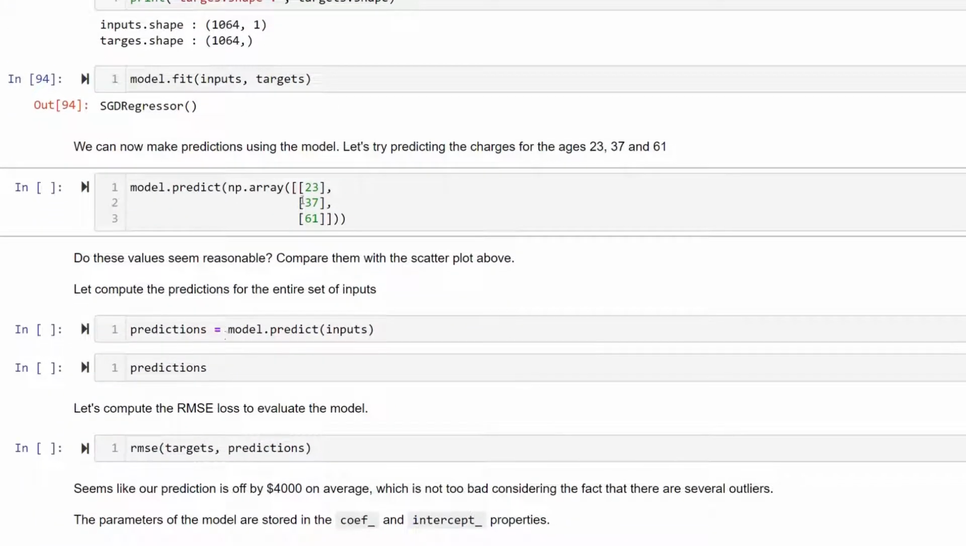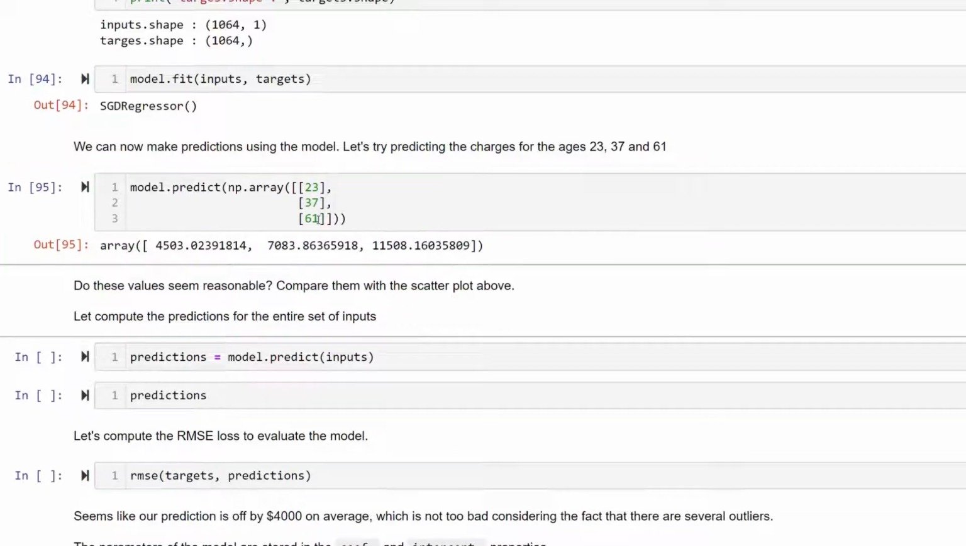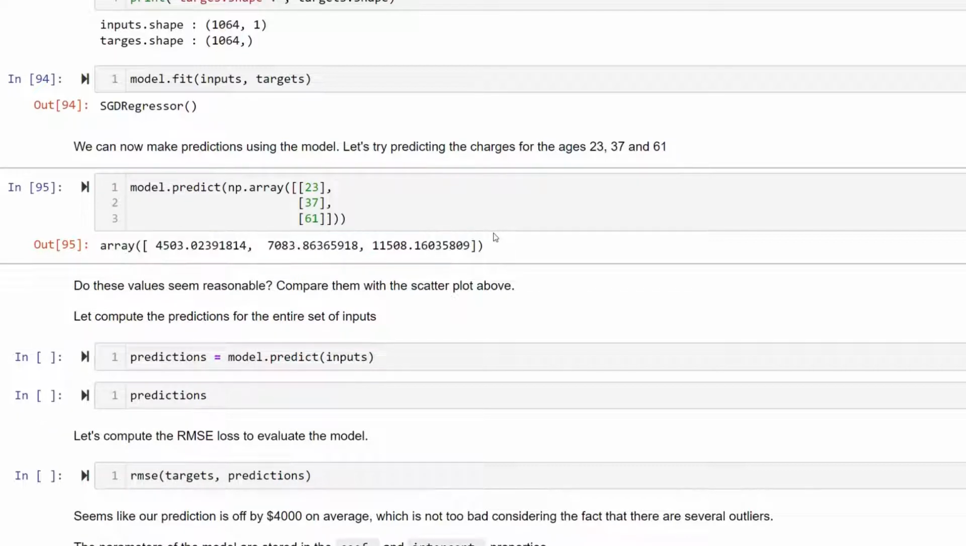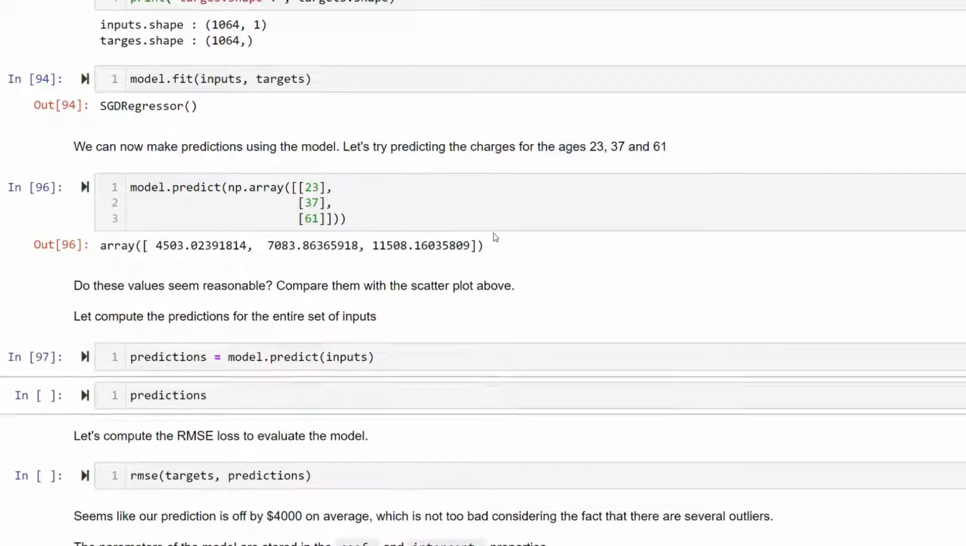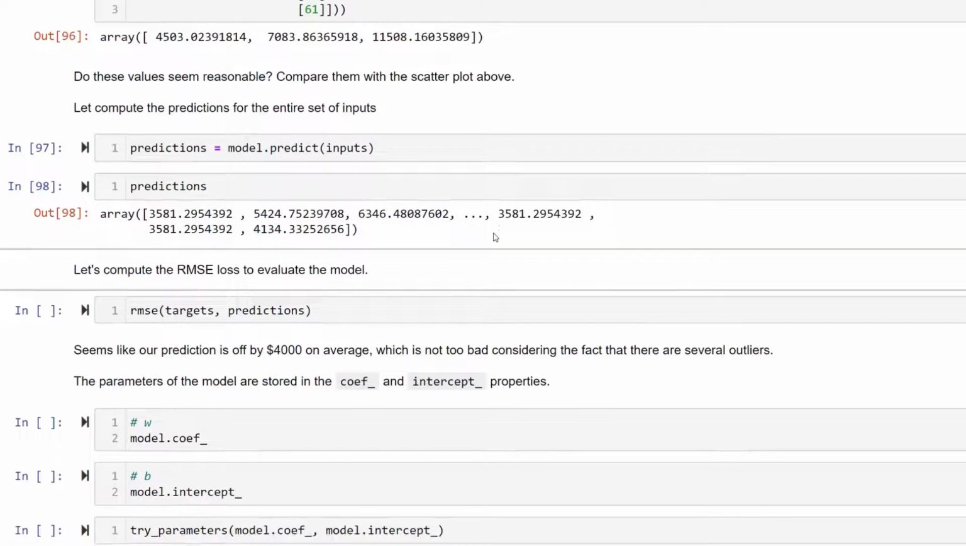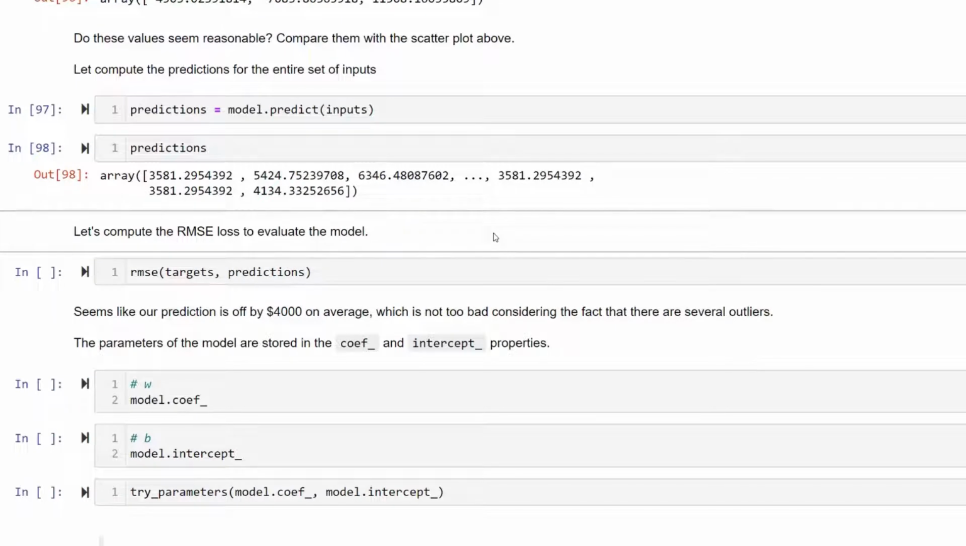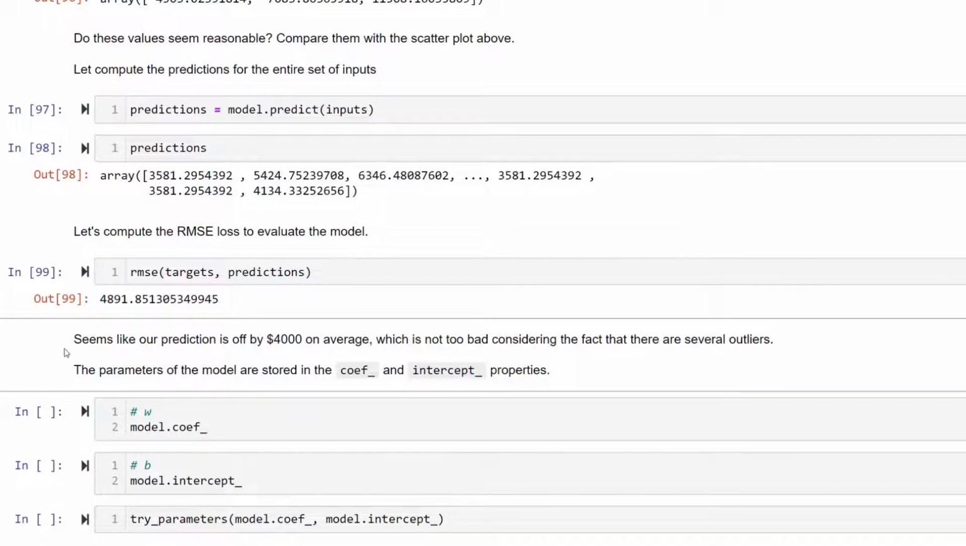It has predicted. Let me predict the same values that I have given, the first sample values. It has predicted some values for 23, 37, 61. Let me give the entire set of inputs and try to make the predictions as well. It has predicted some of the values. Let me calculate the root mean square error.